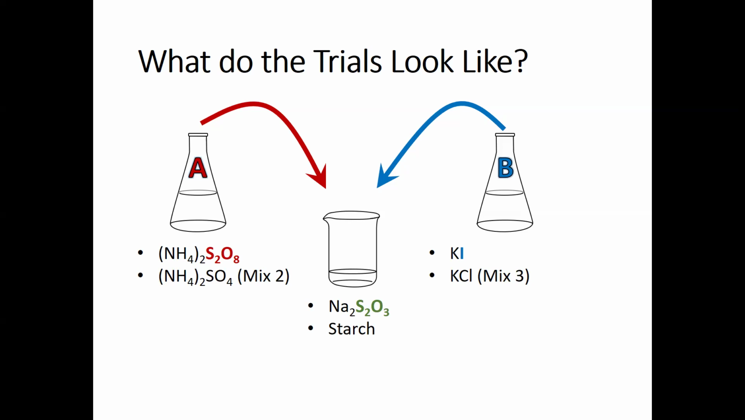Now, the third mixture, the third trial, is going to use the same amount of S2O8 as the first trial, right? So don't add the filler of ammonium sulfate. Only this time you'll cut the concentration of iodide. Instead of using the full amount of iodide like you did before, you'll use half as much and fill the remainder with a filler, KCl, potassium chloride. So that way you'll be cutting the concentration of your iodide and looking to see how that will affect the speed of your reactions.